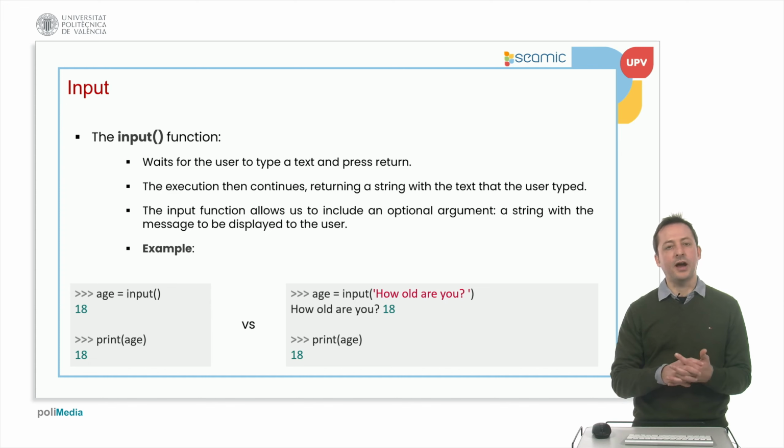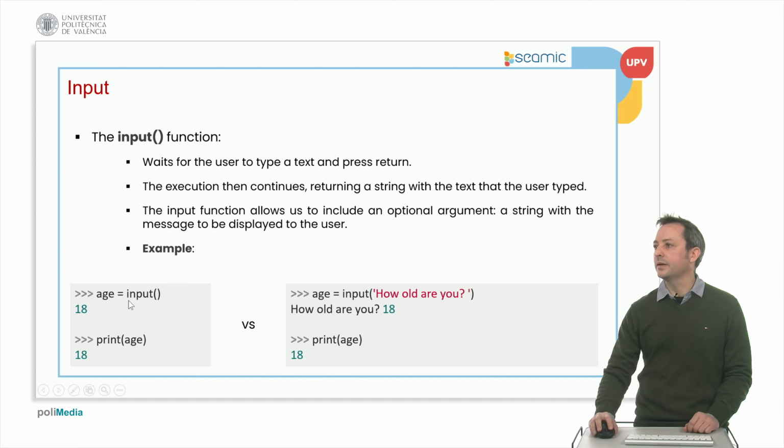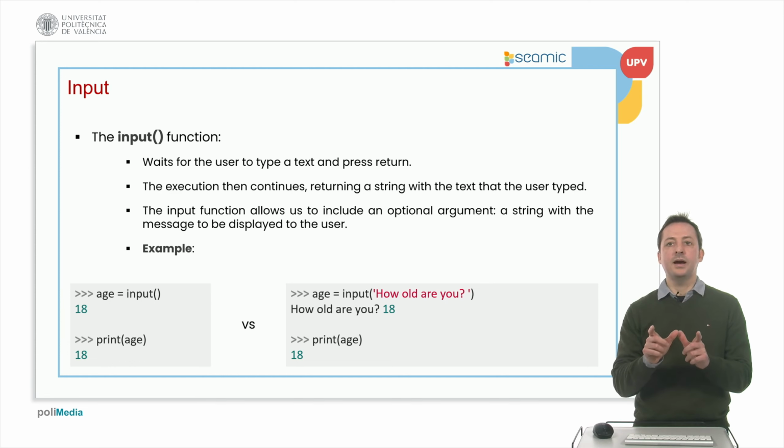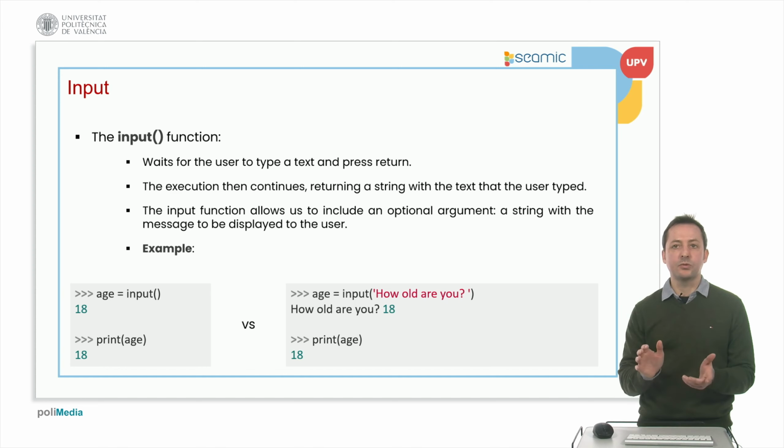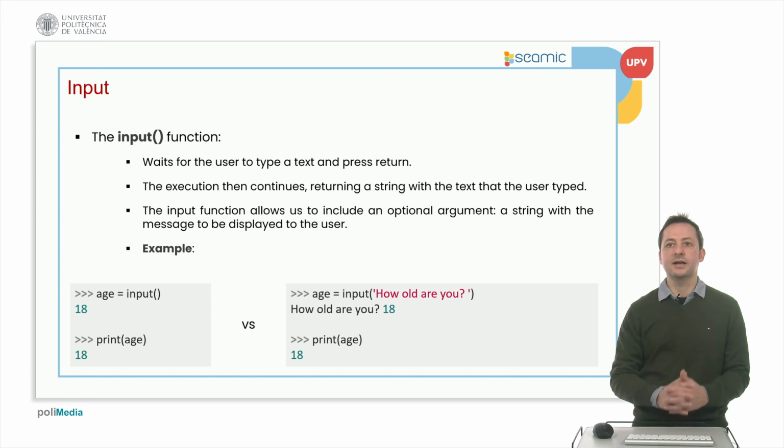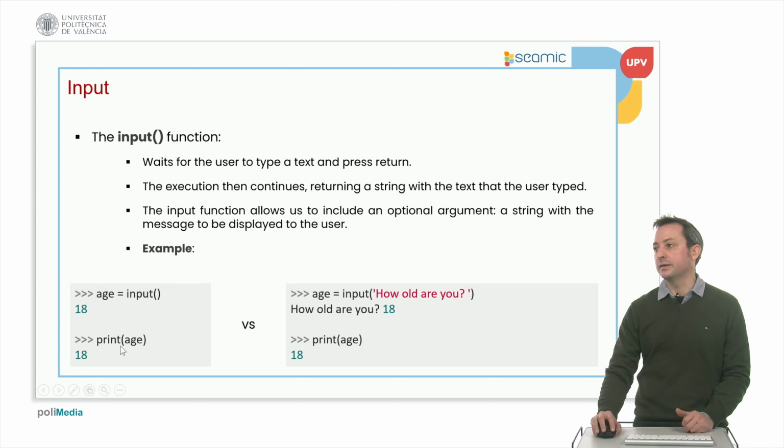Let's start with the input function that allows us to introduce some information to the program. This input function allows us to write some information and press enter in order to give this information to the program. For example, here we take this input and assign the value to the variable age. If we execute this code, a prompt will appear in order to write something. We'll write 18 and press enter, and this value is associated to the variable age. If we print the value of this variable by using the print statement, we'll observe that it is 18.